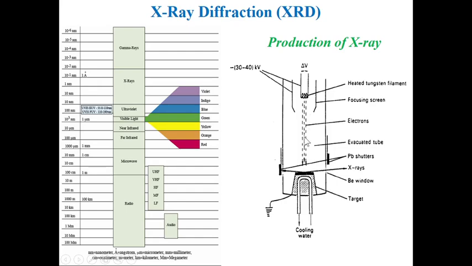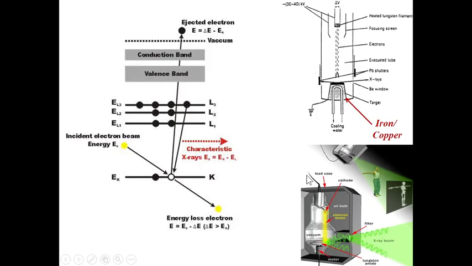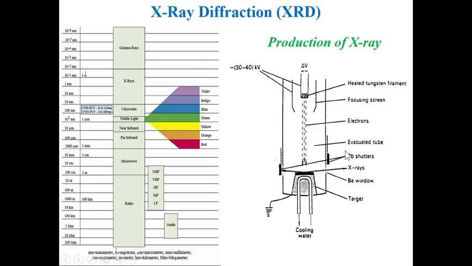These electrons have high energy, and they are bombarded on a target. This target may be iron or copper, or any metal. So what is going to happen? The high energy electron is bombarded with the target.